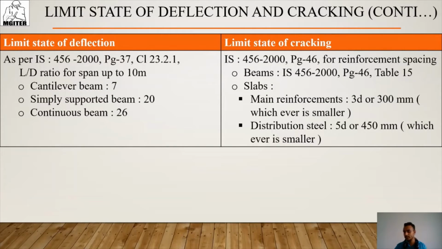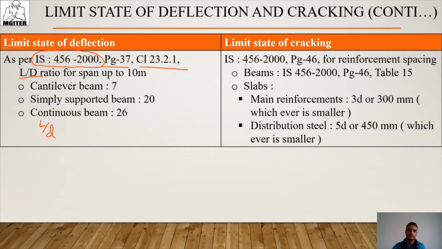So how can we control deflection and control cracking? For the control of deflection, we have to follow IS 456:2000, page number 37, clause number 23.2.1. In this clause, we have the L by D ratio, the length by effective depth ratio.